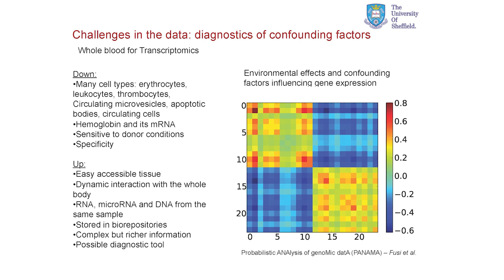You can extract the RNA, microRNA, and DNA relatively easily from blood, and it can be done from the same sample, which is great. It can be stored in a biorepository. Blood is a very complex tissue, but rich in information, and a fantastic diagnostic tool, because you can just look at the markers in your blood. But what are the downsides?